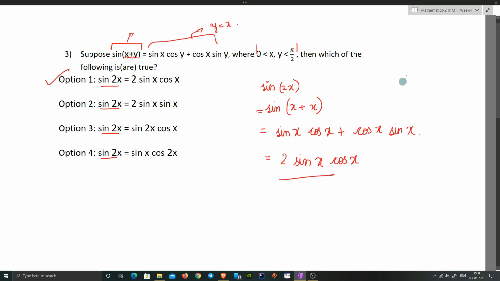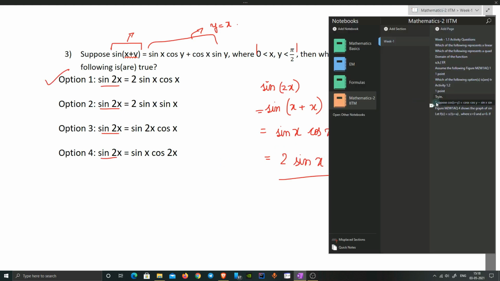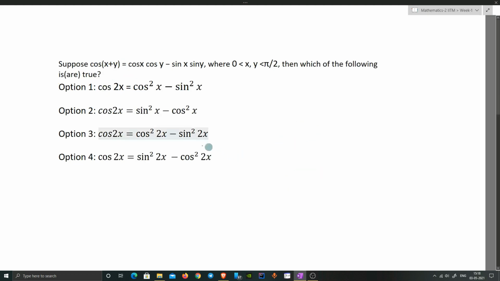Okay, so now moving on to the next question. So they've given the equation for cos of x plus y. Cos of x plus y is given by cos x cos y minus sin x sin y, and they've asked us to find out. Again observe in the LHS we have cos 2x.